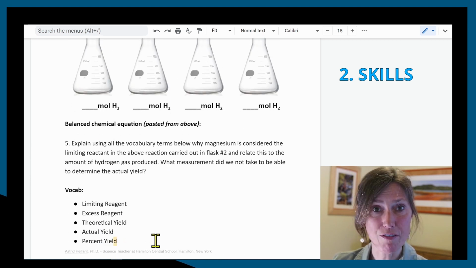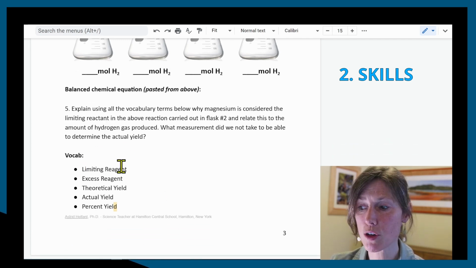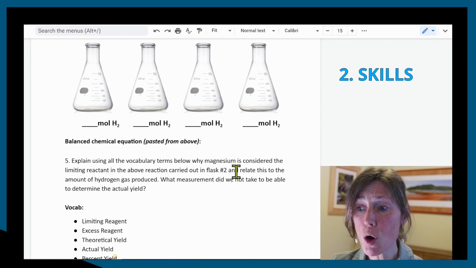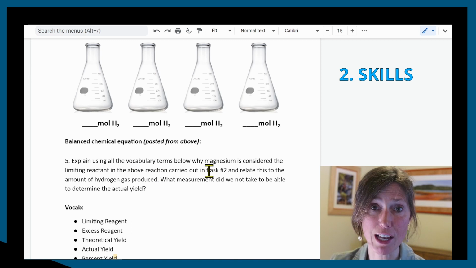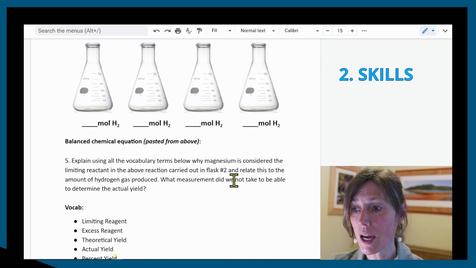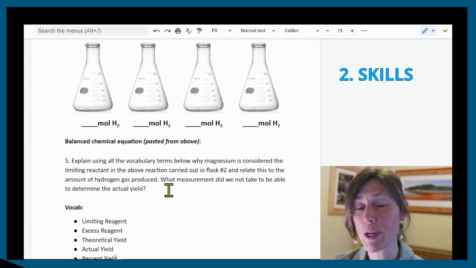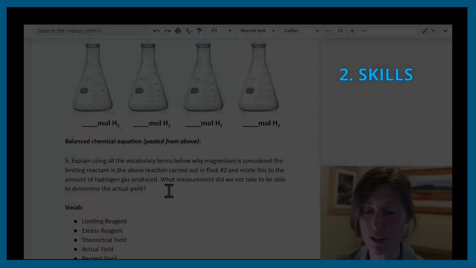So they then finish with this activity, which also completes the skills component, with defining some vocabulary terms and answering the following question. Explain, using all the vocab terms below, why magnesium is considered the limiting reactant in the above reaction carried out in flask number 2, which I demoed. And relate this to the amount of hydrogen gas produced. What measurement did we actually not end up taking to be able to determine the actual yield? Compare that to the theoretical yield.